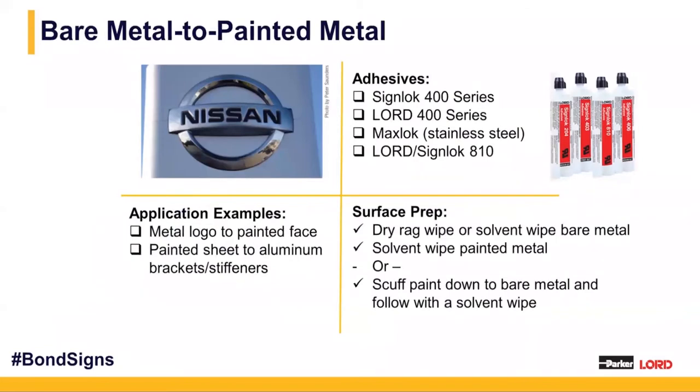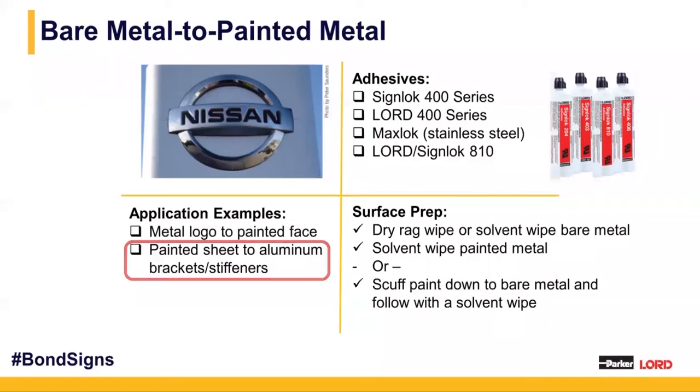For both applications, you'll want to use one of Lord's acrylic adhesives, such as Signlock 400 series or the Lord 400 series, or MaxLock if you're using stainless steel or galvanneal or galvanized. Signlock 810 should be considered if you're using metal pieces that are really thin gauge metal, or ACM. Some common applications are bare metal logos bonded to a painted face, as pictured in this slide, or bare aluminum brackets to a painted metal sheet.